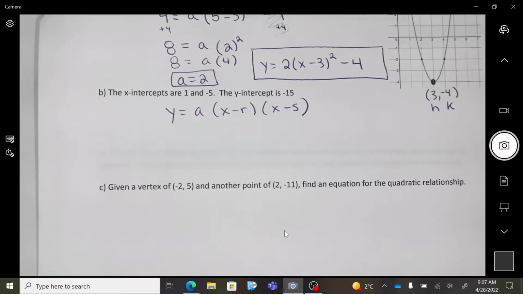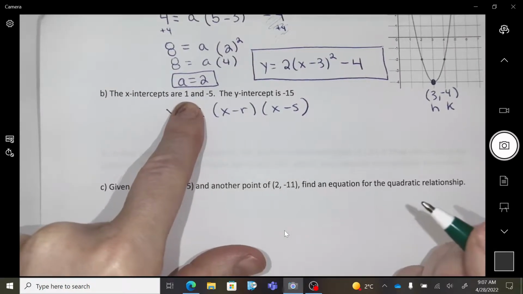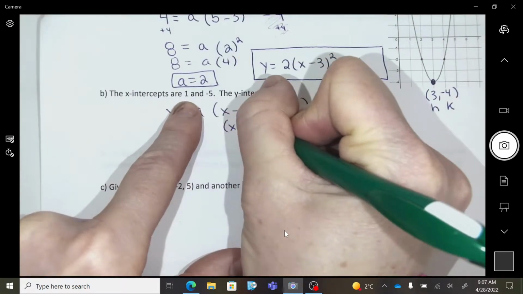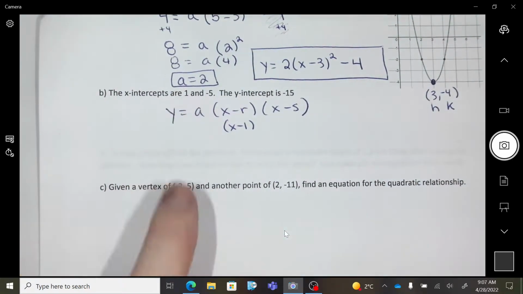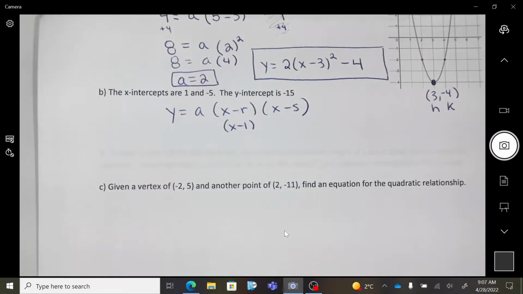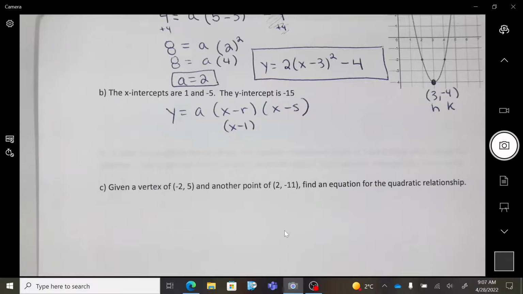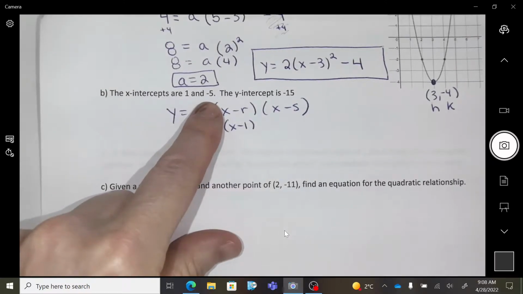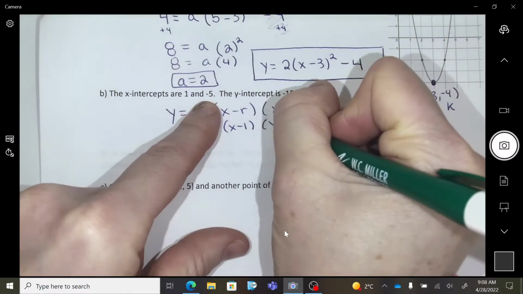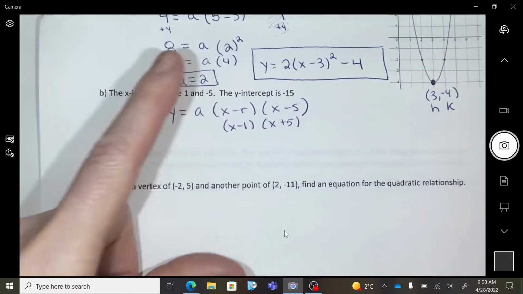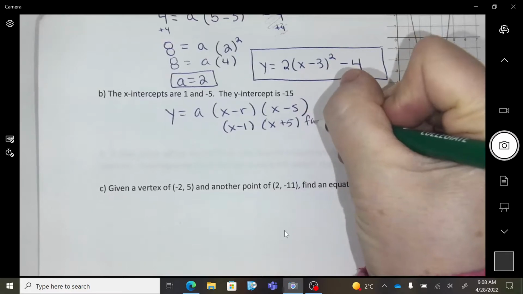Okay, do you remember what factors look like? So if the X-intercept is 1, my factor would have been an X minus 1. Does that make sense? Because we do factors to x-intercepts, so now I'm just going x-intercepts back to factors. If -5 is an intercept, x plus 5 would have been a factor.